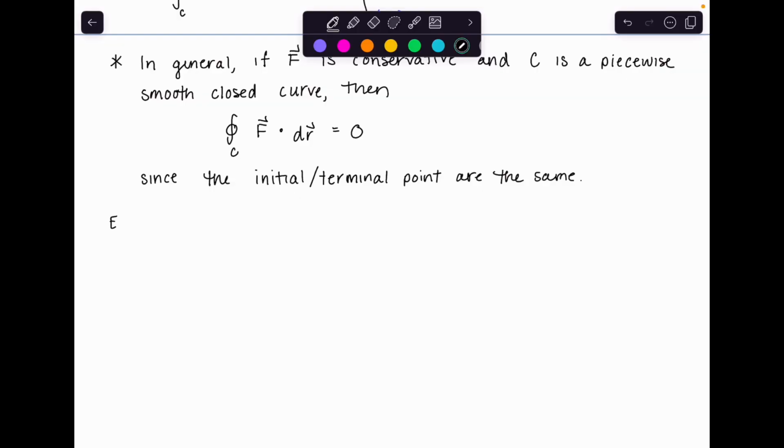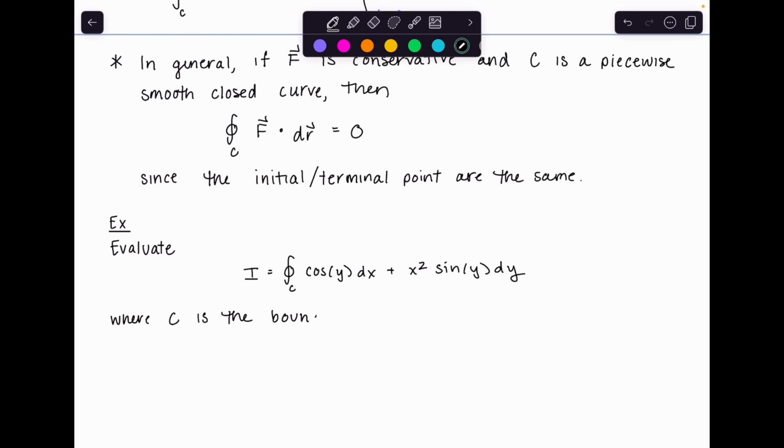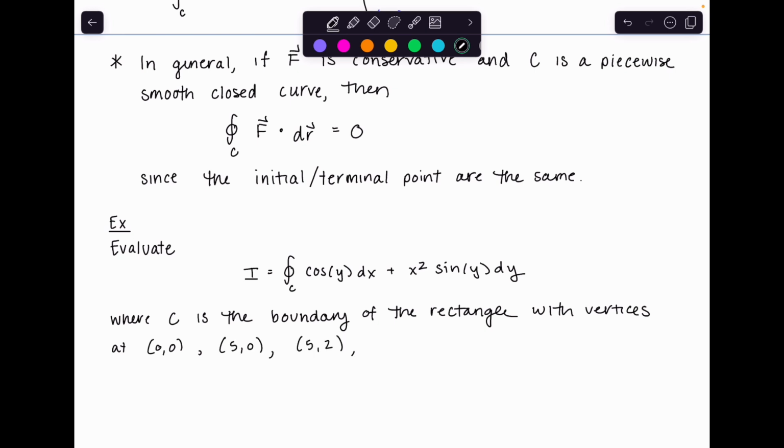So let's try this next example. We're going to evaluate the integral I, which is the line integral over the curve C. And we've got cosine of y dx plus x squared sine of y dy, where C is the boundary of the rectangle with vertices at 0, 0, 5, 0, 5, 2, and 0, 2, with counterclockwise orientation.